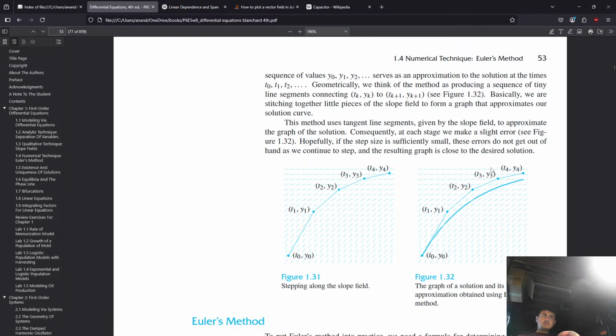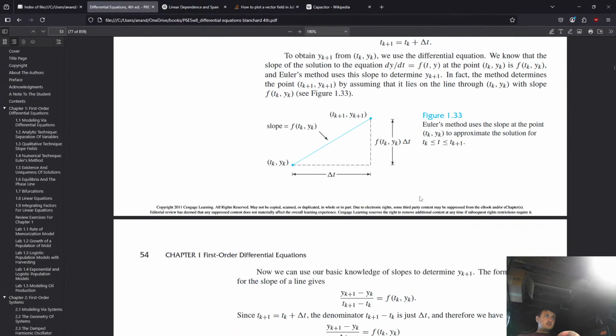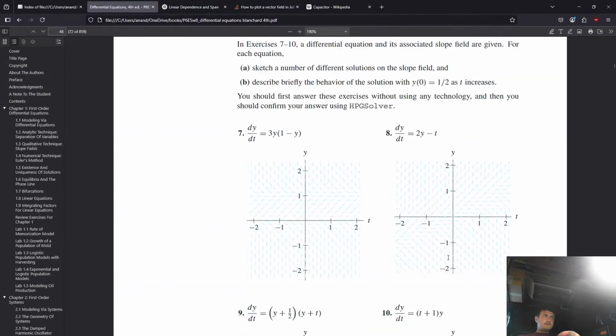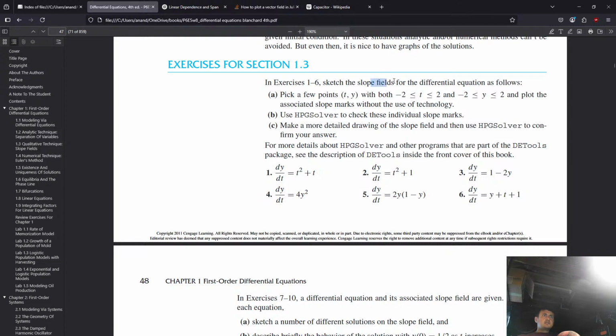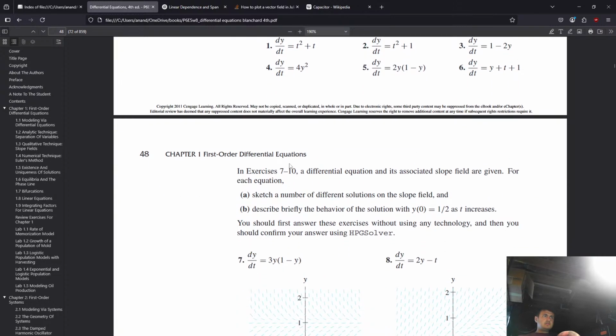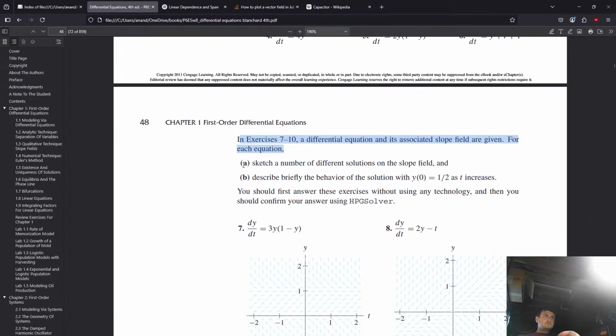Okay, so that is sections 1.2 and 1.3. Let's read through some of the problems. Sketch slope fields. Then use a computer to make a slope field. Okay, make slope fields for all of these. Sketch different solutions on the slope field.